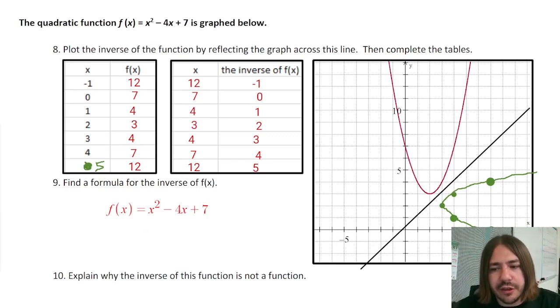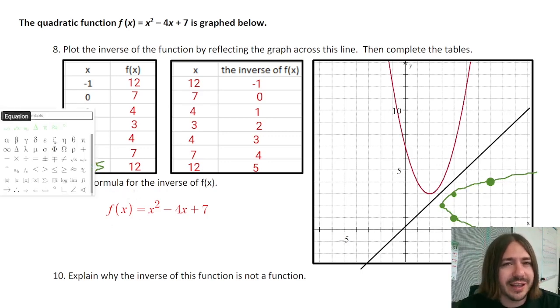Now, here's the thing. You look at this green graph. This is obviously not a function. It fails the vertical line test, but that just means that the inverse isn't a function. Now, it does have an inverse. It's just not a function. How do we come up with a formula for the inverse? Well, since the inverse won't be a function, we can't use function notation here.